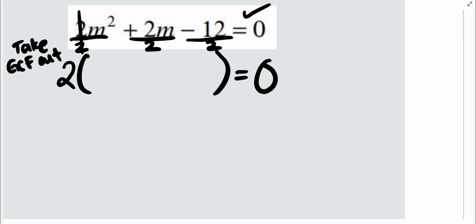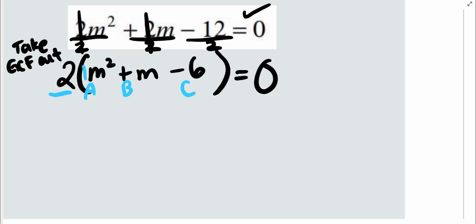So that cancels. I have m squared, cancels. I have positive m. And then negative 12 divided by 2 would be negative 6. Which makes sense. If you distributed this out with the distributive property, you would get the original problem. Okay, now that you've factored the GCF out here, we can identify A, B, and C. A is 1, B is positive 1, and C is negative 6.